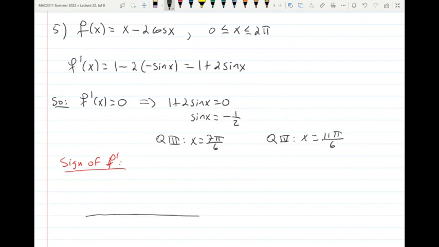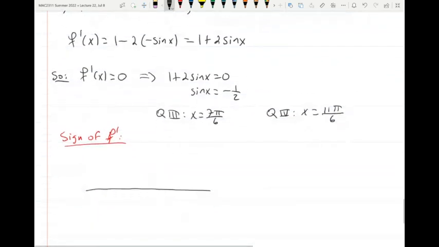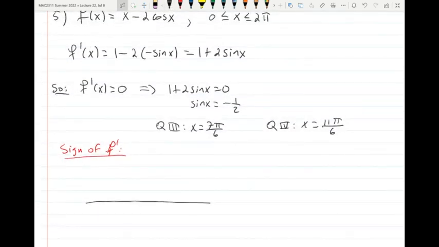So let's see. What's our function? Let me write down f prime so we don't get confused with the original one. Remember the derivative is 1 plus 2 sine of x. We are interested in the interval from 0 to 2 pi, so I'm going to write here 0, 2 pi.